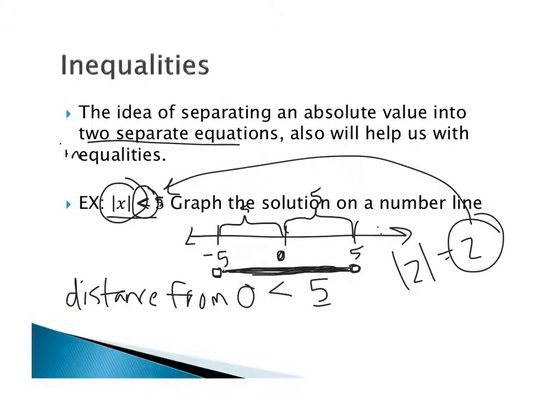But something like out here, that would be 6. The absolute value of 6 is 6, which is not less than 5. So our solution would be the numbers between -5 and 5. Now, in the next slide, we'll talk about how this works algebraically.